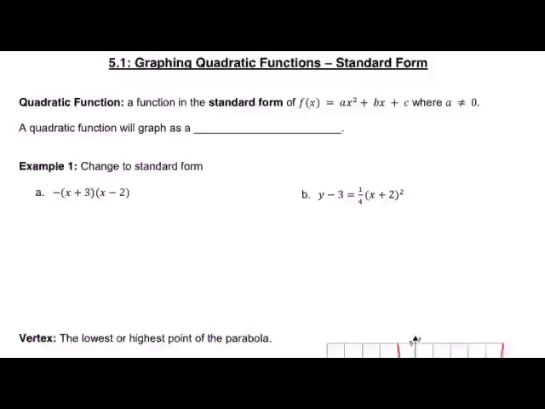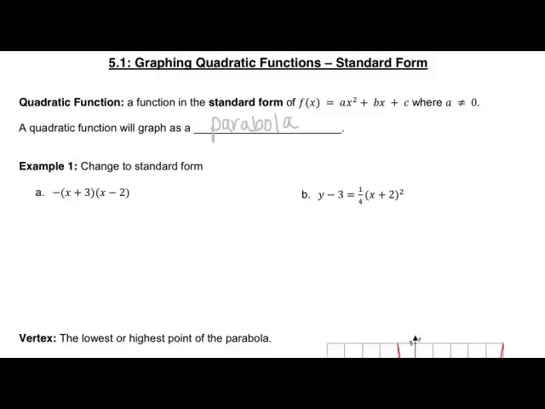quadratic functions. So the first part of chapter 5 we looked at solving quadratic functions. So this part we are going to look at the graphs and what those look like and how we graph quadratic functions. So as a review, a quadratic function in standard form is f of x or y equals ax squared plus bx plus c, where a does not equal 0. And a quadratic function will graph as a parabola.